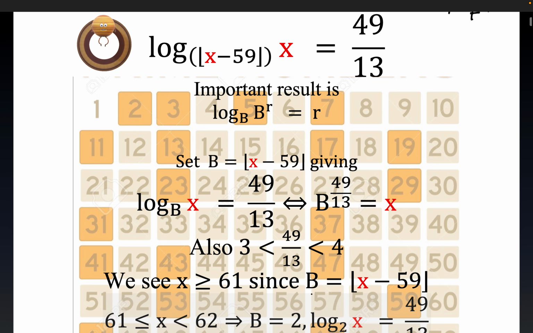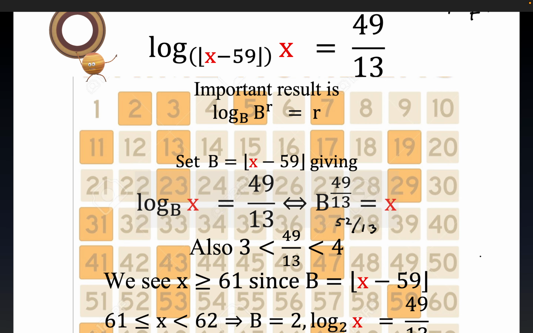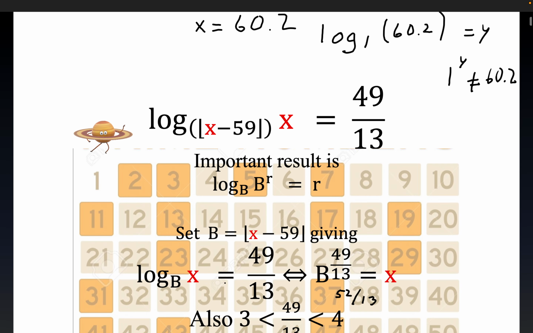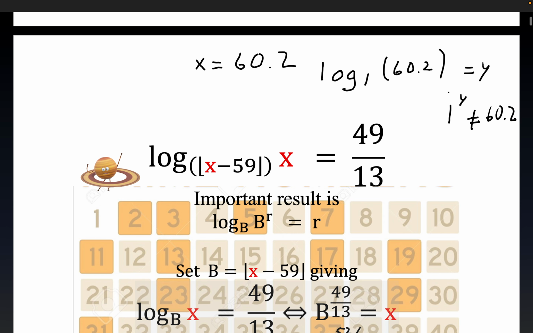Now, this is an important thing computationally. 4 is the same as 52 over 13, and 3 is 39 over 13. So you can definitely see that 49 over 13 is between 3 and 4. And now you can see we started at x greater than or equal to 61 to avoid something like this, to avoid having 1 as the base.